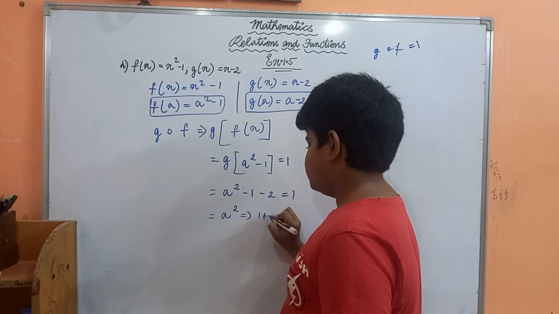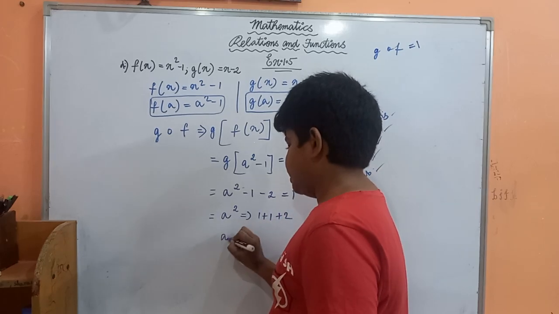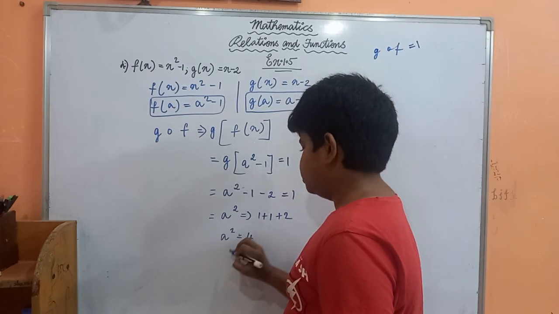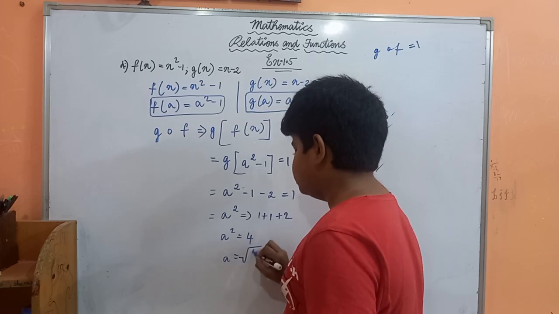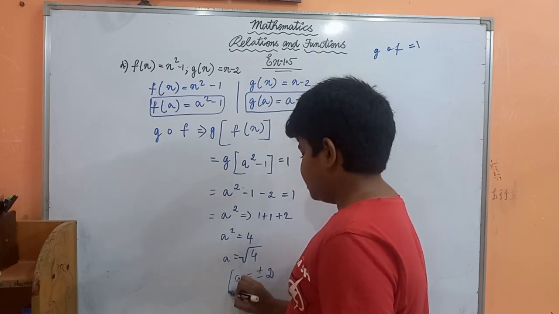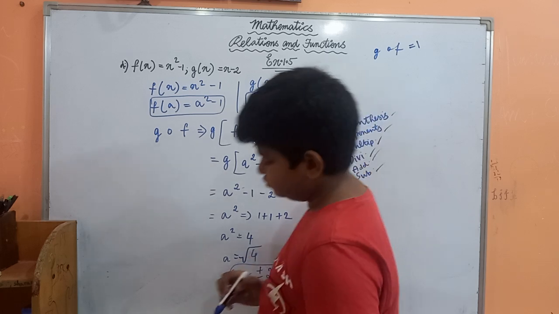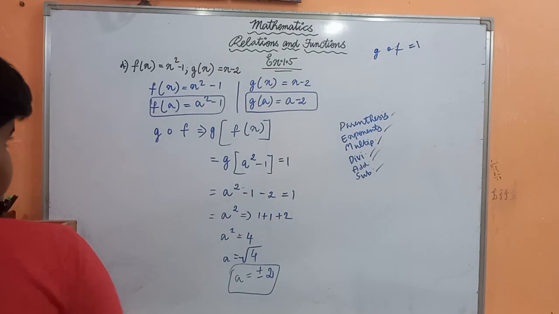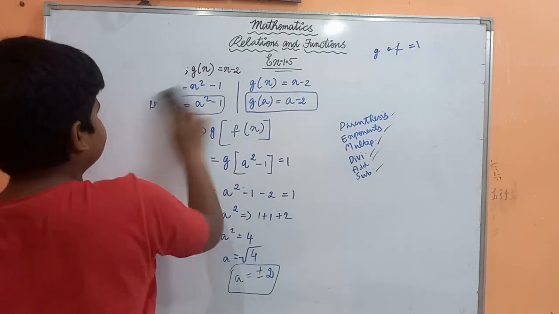is 1 plus 1 plus 2. So a square is equal to 4. So a is root 4, and so a is plus or minus 2. So the value of a is plus or minus 2. You can pause it guys if you want.